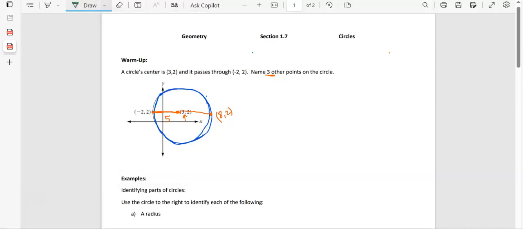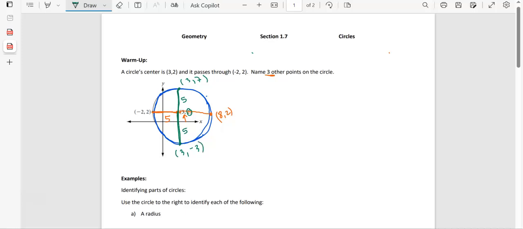Or I could go vertical up and down. This is the other easy direction to go. Again, I would go 5 units up, and then I would go 5 units down. Either way, what I'm going to be doing is adding or subtracting from the y coordinate. The y coordinate is going to be changing. So if I added 5 units, this point here would be at 3, 7. And if I subtracted 5 units, this point would be at 3, negative 3.